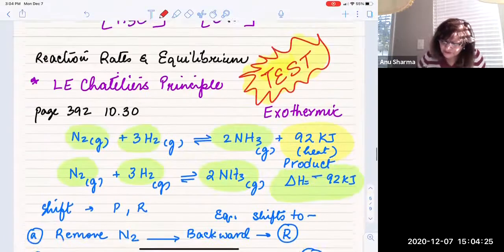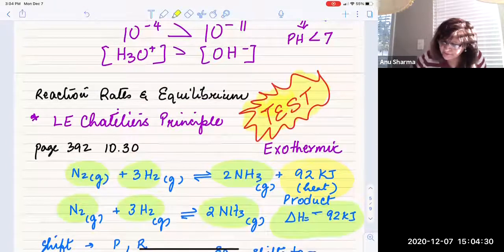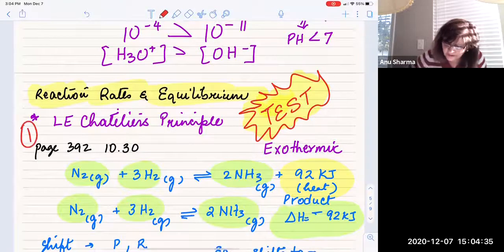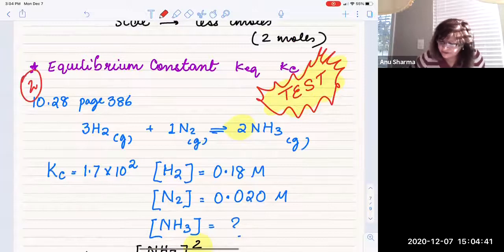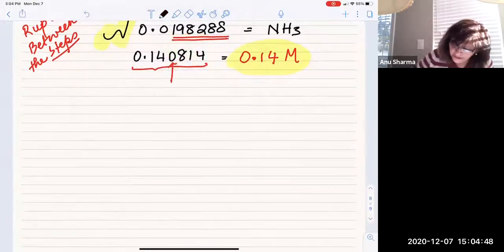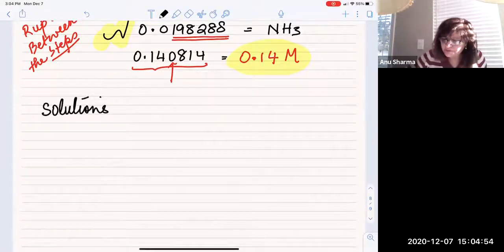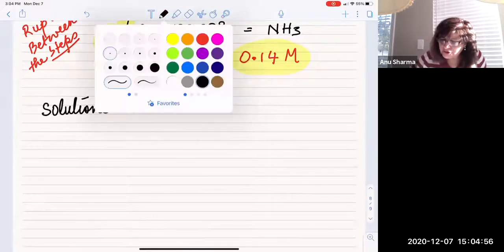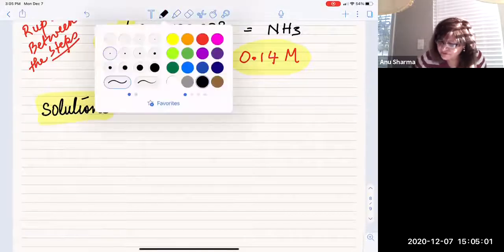So we covered here reaction rates and equilibrium, this chapter. And in this chapter, this is important, very important. And the rest of the stuff, obviously, you guys should do. Next comes the solutions. Solutions is a very important chapter, with a lot of things in it. And then the stoichiometry chapter, again, very important, both of them. Okay, let's look at this.